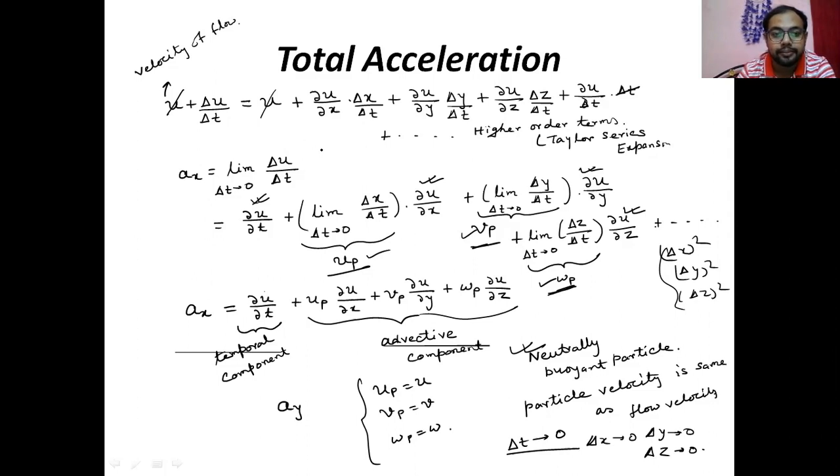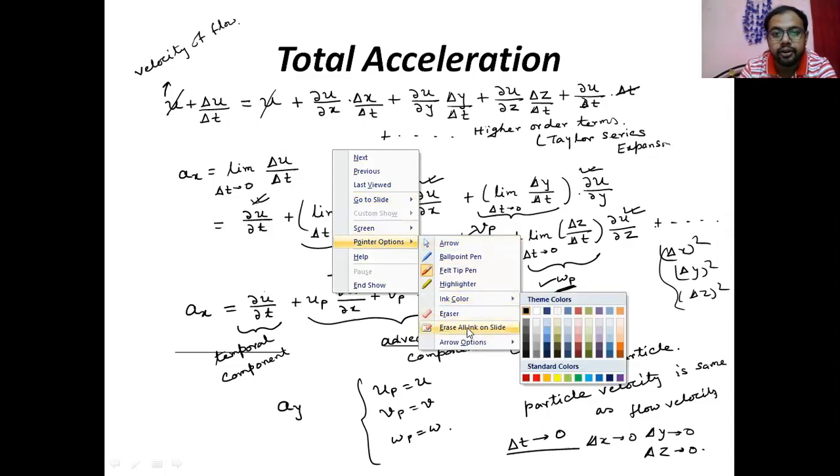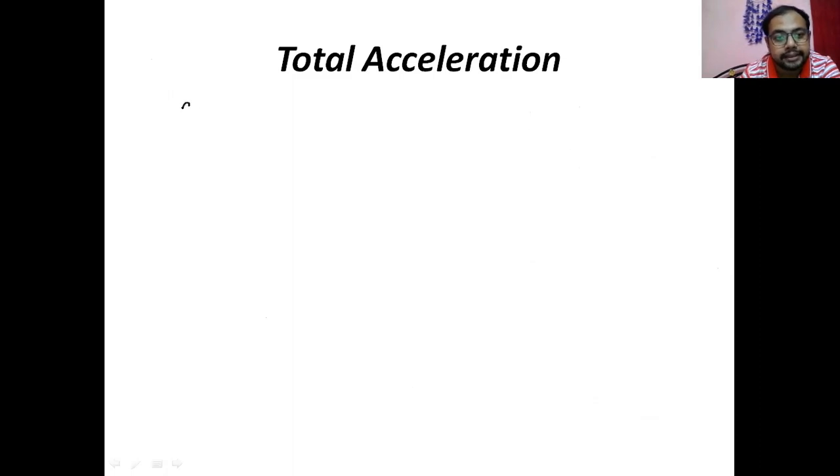So again, I'm rewriting this equation one by one. Just try to follow. Along the x-axis, the acceleration is del u del t plus u, since particle velocity is equal to flow velocity, so that's why we can write it in this way. If it is not a neutrally buoyant particle or delta t is not 0, you have to write UP instead of u in this case. Plus v del u del y plus w del u del z.